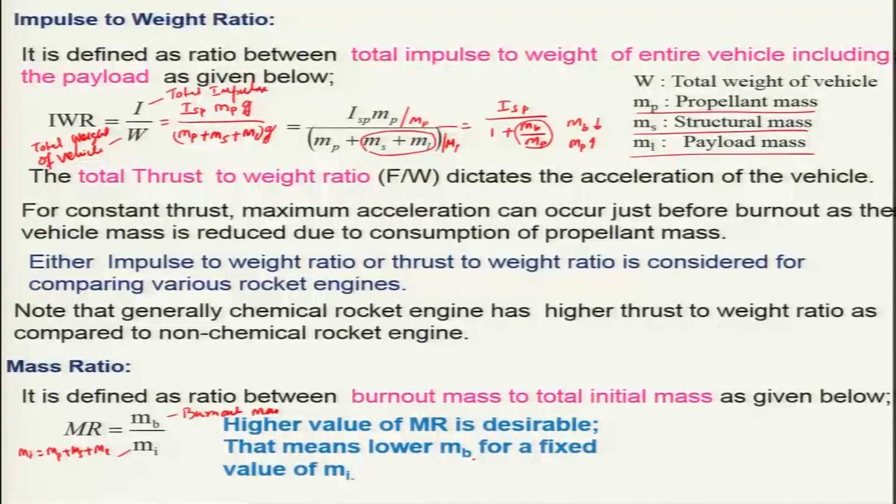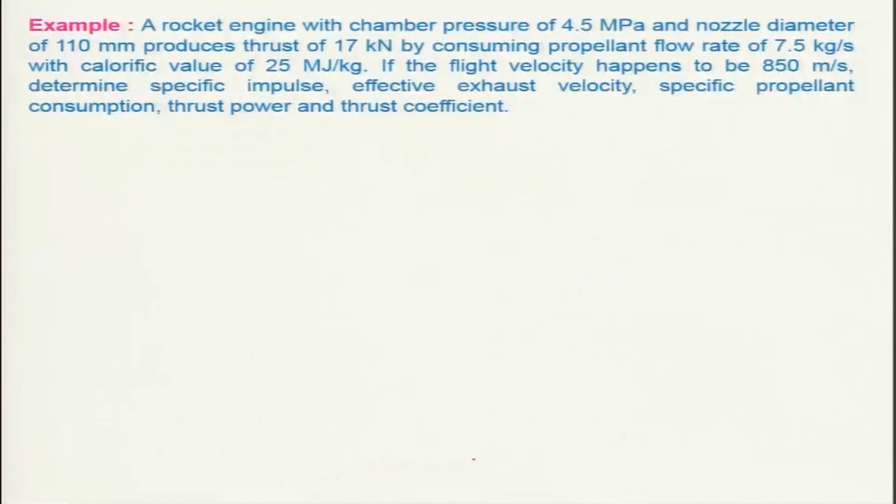That means we should achieve a higher mass ratio by lowering the burnout mass for a fixed value of m_i. That means we will have to play with the structural mass. We can minimize or reduce the structural mass for a particular payload. That is an art which has to be kept in mind while designing a rocket engine. And let us take an example.